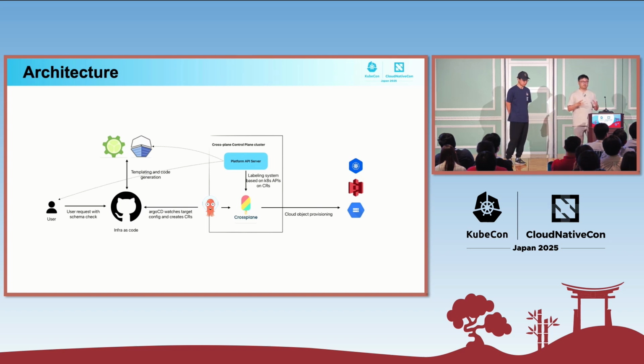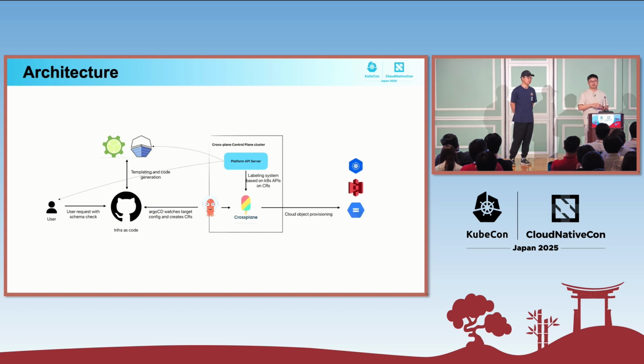Because everything is managed in Kubernetes in Crossplane, we can easily leverage the native Kubernetes labeling system so that we can build a very thin layer of platform API server that allows users to specify certain selector criteria so that they can filter and get all the cloud resource object information accordingly. And this API server will fulfill the gaps of the end-to-end automation.